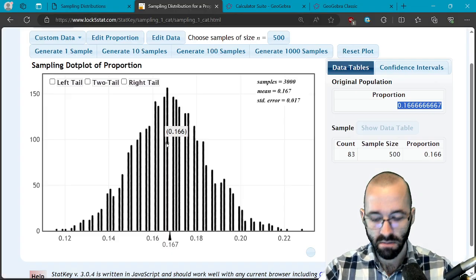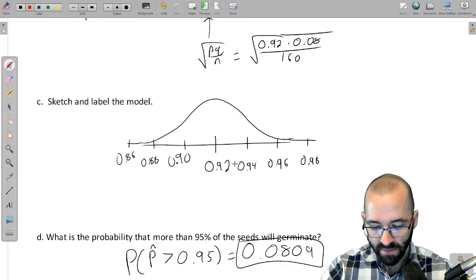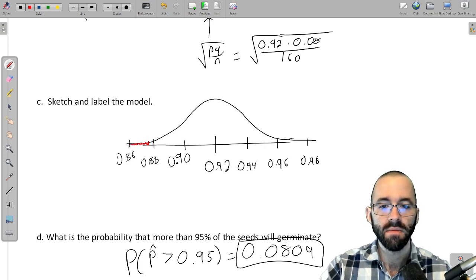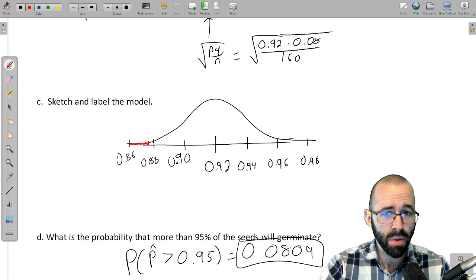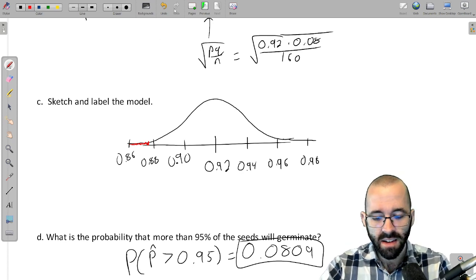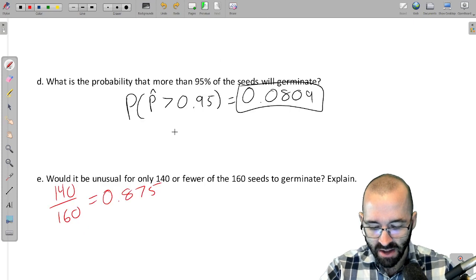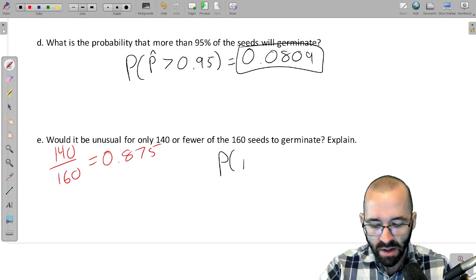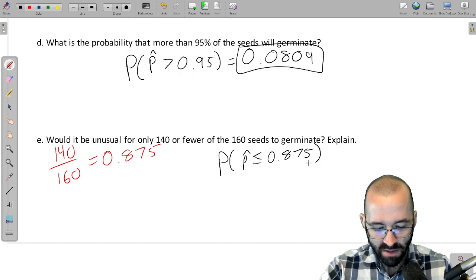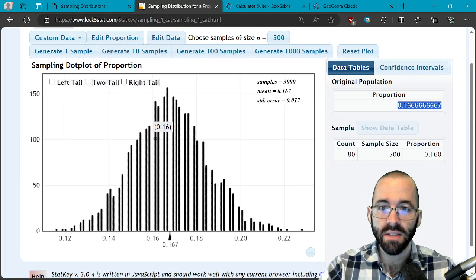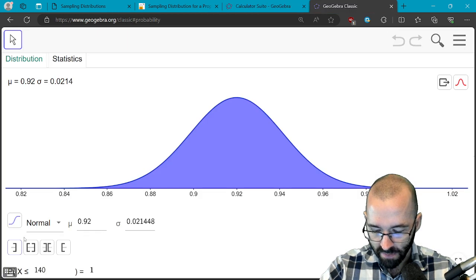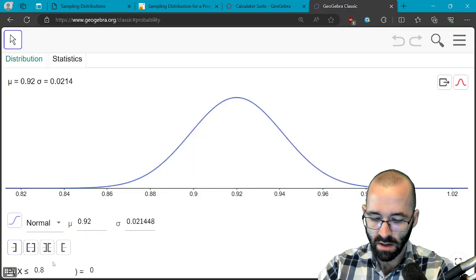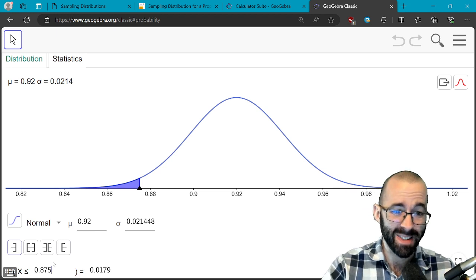Well, we don't even need a computer to answer that. 87.5% or fewer? That would be unusual, right? That's a pretty small area. But let's use a computer to get a nice number. The probability that our sample proportion would be less than or equal to 0.875 should be some small number. Let's find out what it is. Yeah, it is. That's like 2%.